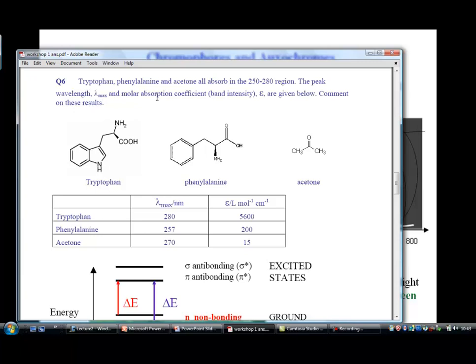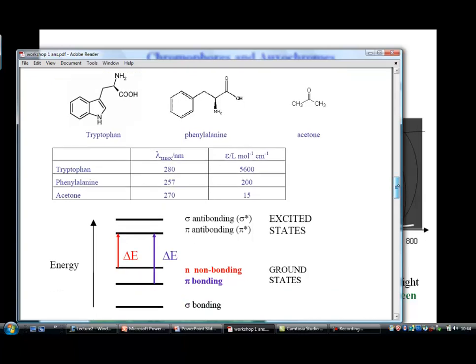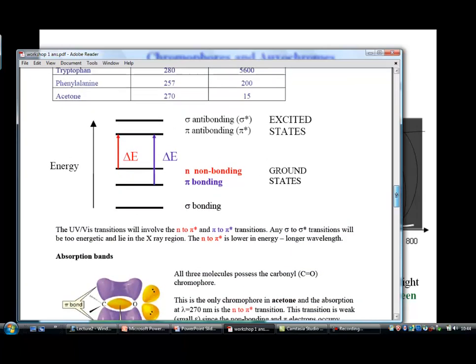So you have tryptophan, phenylalanine, and acetone, which we've talked about, and they all absorb in this region. And you were asked in this question, the lambda max and the molar absorption coefficient are given below, and you're asked to comment on the results. So it's very much based on what we've done here. You have tryptophan 280, and again what we're talking about is the pi to pi star transitions.